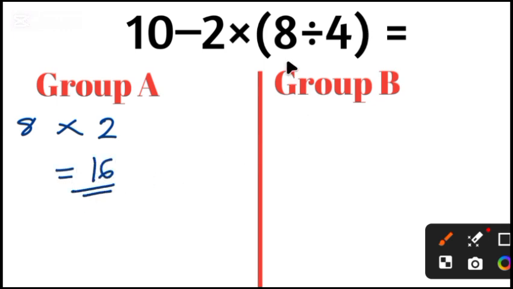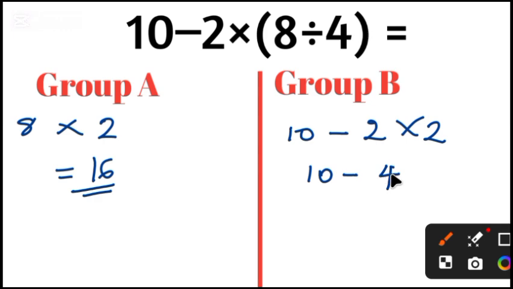Group B, 8 divided by 4 will give us 2 times this 2 minus, then bring down the 10. 2 times 2 will give us 4. We now have 10 here minus 4 equal to 6.